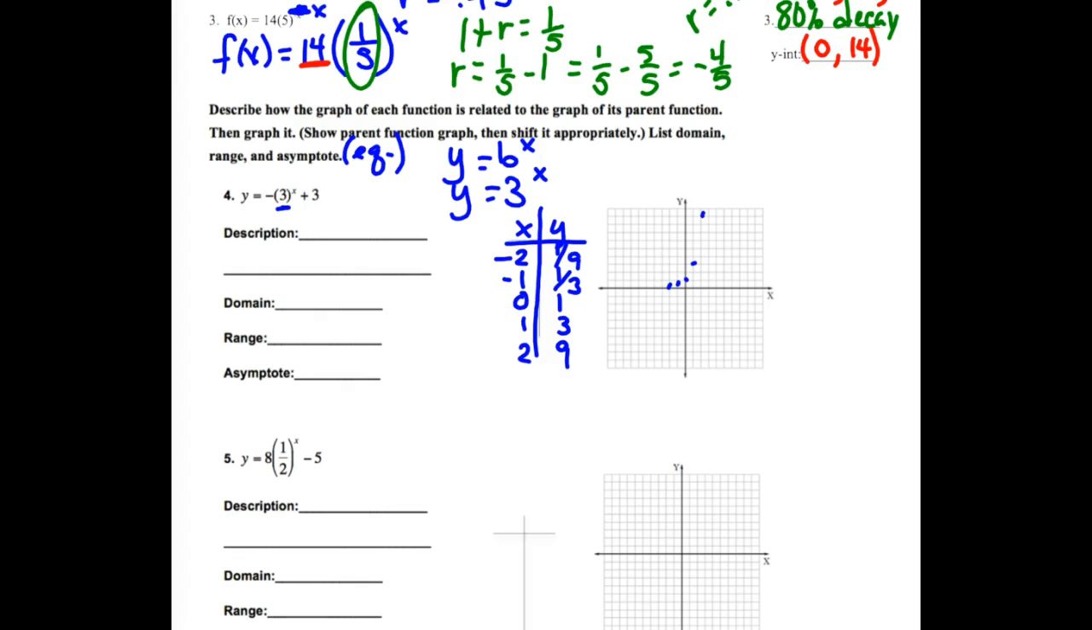All right. The types of transformations that we are doing. The negative in front means we are reflecting over the x-axis. And the 3 on the end means we have to move it up 3. So we're going to take those values, we're going to reflect them over the x-axis, and then shift them up 3. So I'm going to start with this top point here. It's up at a 9. When I reflect it over the x-axis, I'm at -9, and then I have to move it up 3. So it's going to land there.